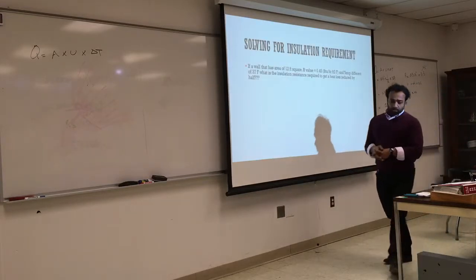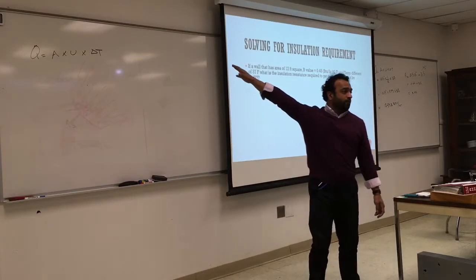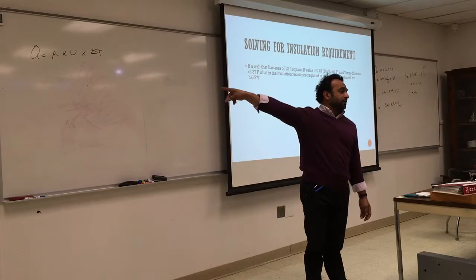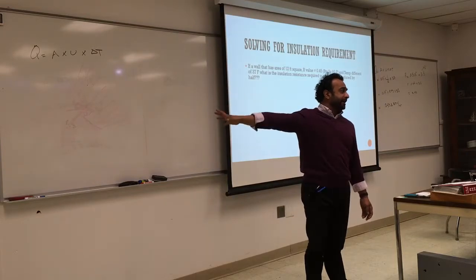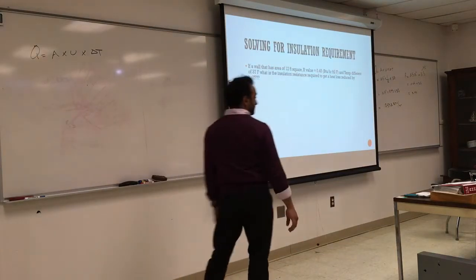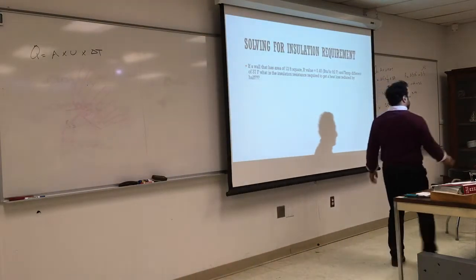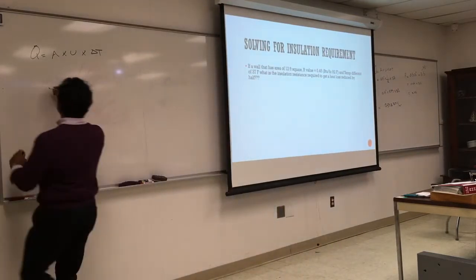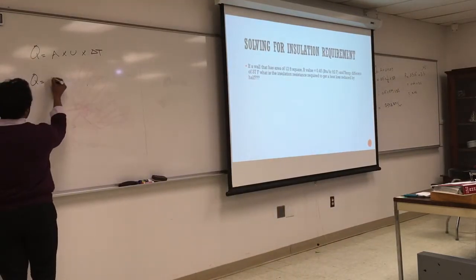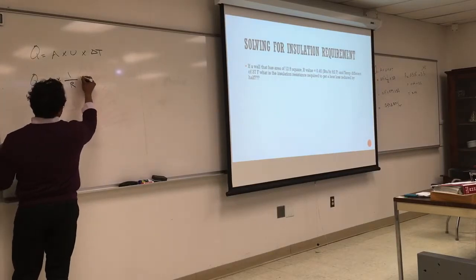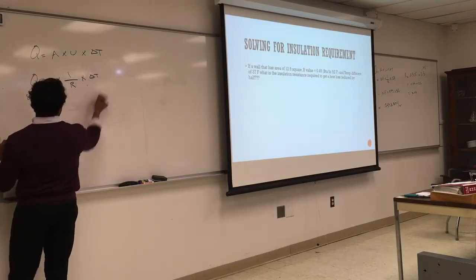Okay, so I'm going to show you how the insulation equation came from this one. You don't have to know how it came. I'm just trying to show you that it came from this equation. So it seems a little overwhelming. Bear with me a little bit. So Q will equal A times 1 over R times delta T.